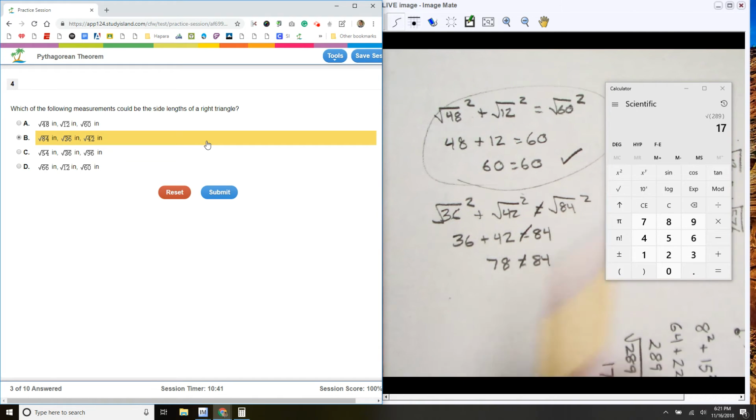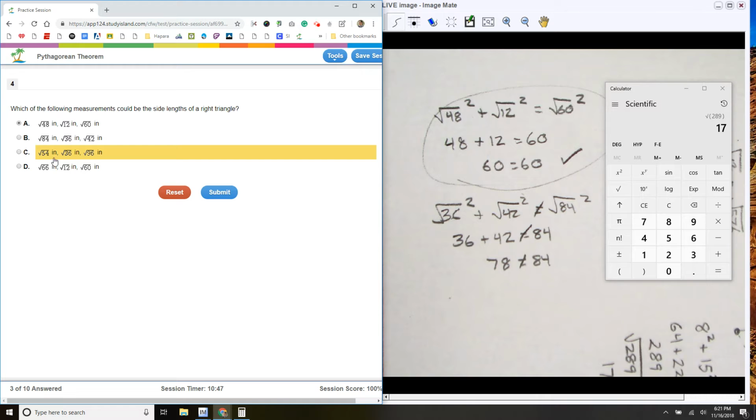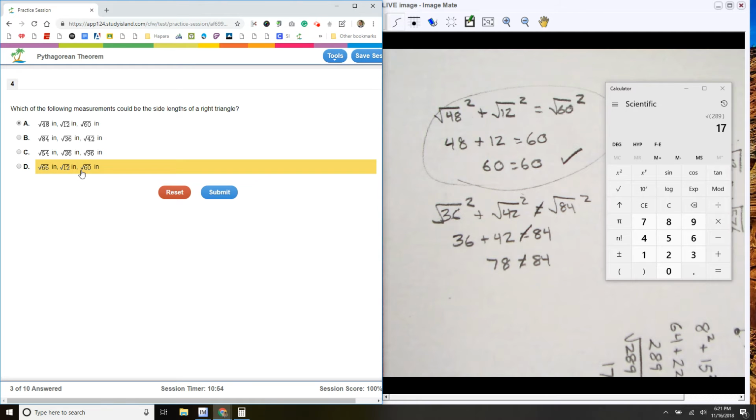But we already found the answer in A, so we don't have to check all the rest of them. I want to just make sure that you saw what that looked like. If I tried these other ones, 54 and 36 added together make 90, not 96. And this one, 12 and 60 do not make 66, it makes 72.